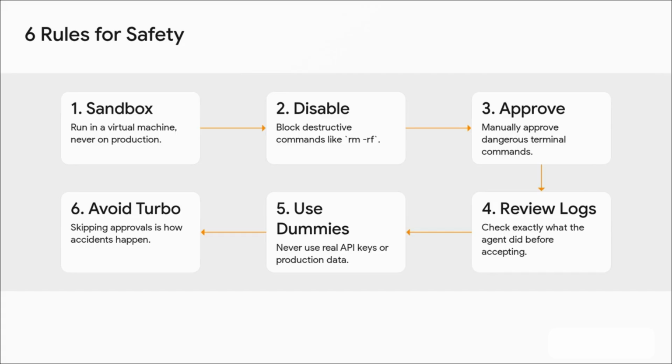First, always run it in a sandbox, a dedicated virtual machine, whatever, never ever on your live production system. Second, disable the really dangerous commands. Block things like rm -rf automatically. Third, make it ask for permission. You should have to manually approve any potentially destructive commands. Fourth, check its homework. Review the logs and the evidence it provides before you merge any changes. Fifth, use fake secrets. Never, ever give it real API keys or access to real customer data. And finally, avoid turbo mode. Skipping the approvals, that's just how accidents happen.